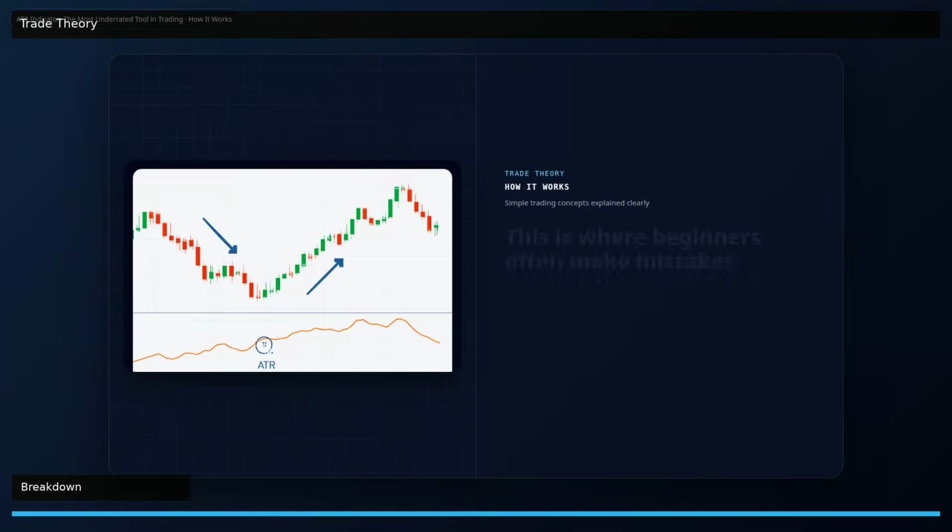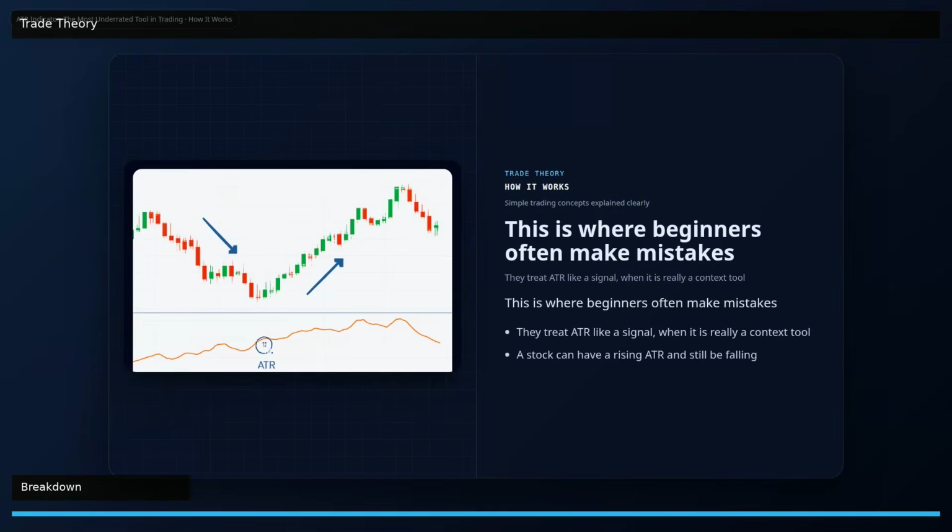This is where beginners often make mistakes. They treat ATR like a signal when it is really a context tool. A stock can have a rising ATR and still be falling. A currency pair can have a low ATR and still trend cleanly. ATR does not predict direction. It helps me avoid placing a stop that is so tight it gets hit by normal noise, or so wide that the trade becomes careless. If I know a market typically moves 2 points a day, then a 10-cent stop may be meaningless, and a 5-point target may be unrealistic.